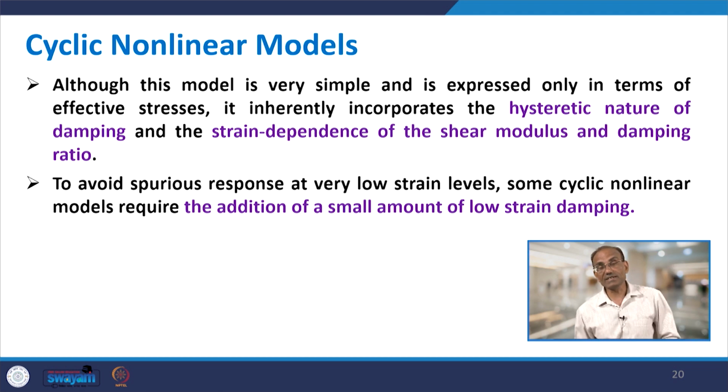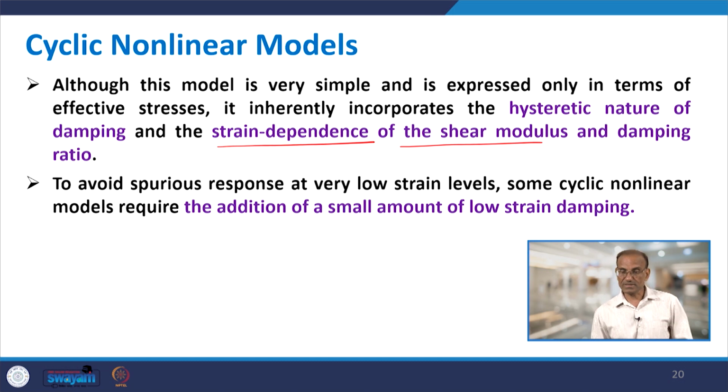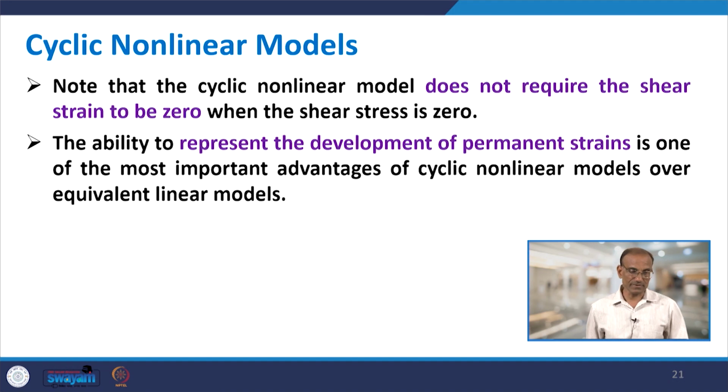So, the good point is that in this model the shear modulus and damping ratio are both dependent on the strain. To avoid spurious response at very low strain levels, some cyclic nonlinear models require the addition of a small amount of low strain damping. Low strain damping is also required. Note that cyclic nonlinear models do not require the shear strain to be 0 when the shear stress is 0. So, that is the point here, unlike in the case of equivalent linear models, where when shear stress is 0, the strain needs to be 0.